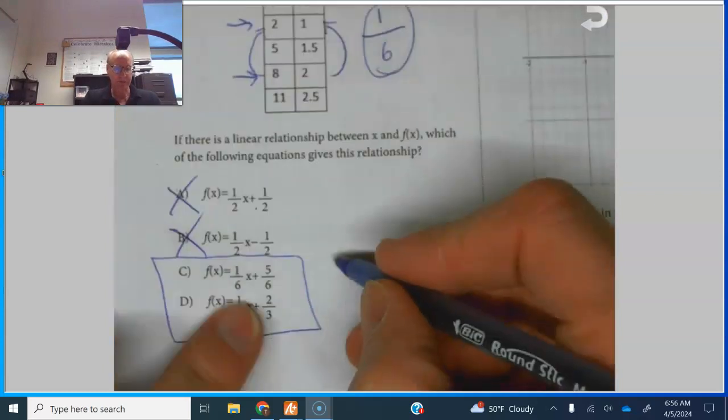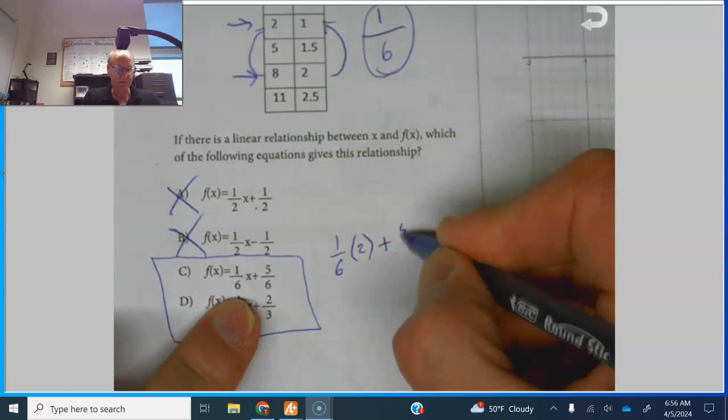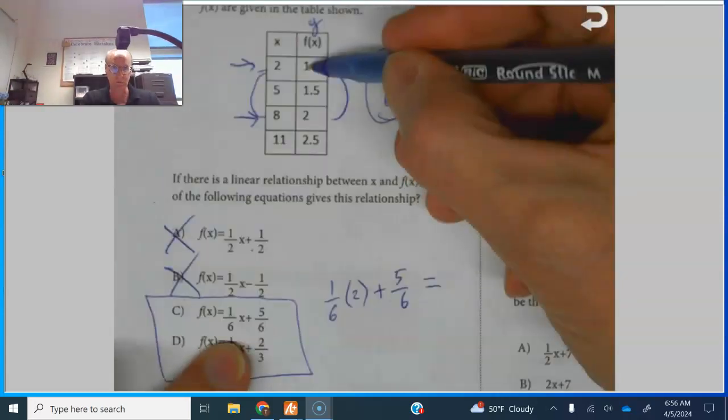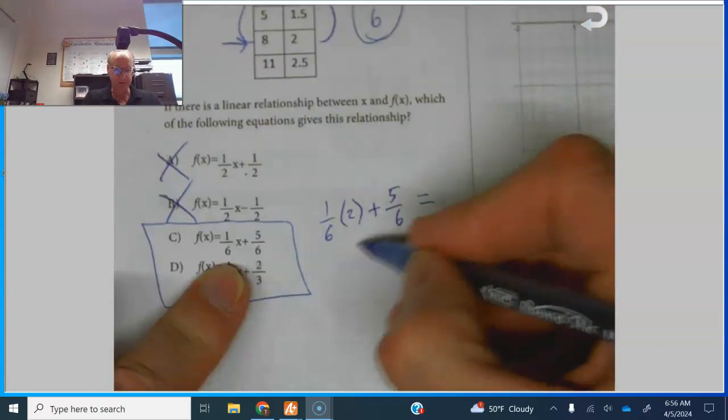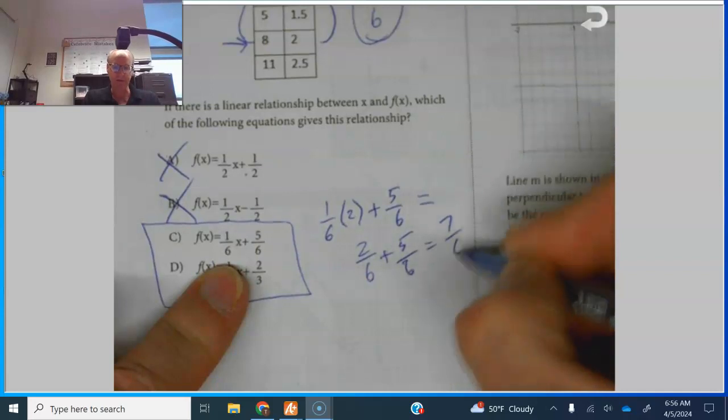So I'm just going to use the very first point, 2, 1. I'm going to put 1/6 times 2 plus 5/6 and see if I get the correct y value, which was 1. Well, this is 2/6 plus 5/6, which is 7/6. That is not 1. That is out. It has to be D.